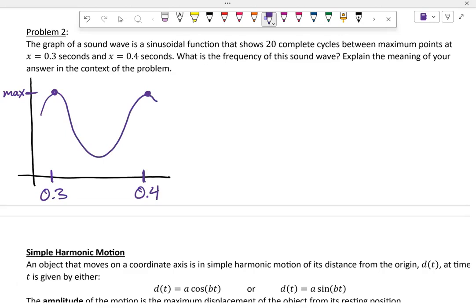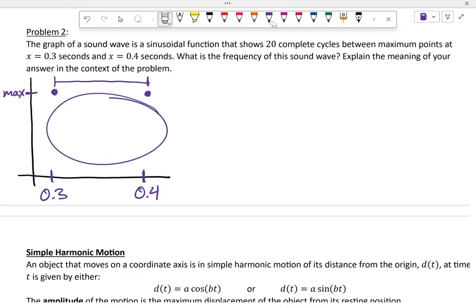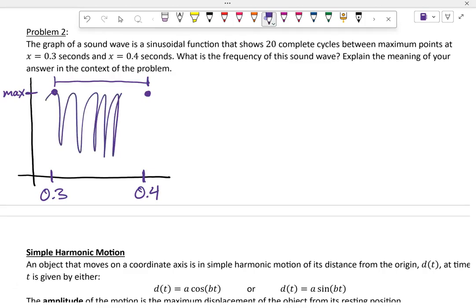But how many cycles does that represent between 0.3 and 0.4? How many cycles did we get? It says 20. How many did I draw? 1. So instead of 1 cycle, this is saying I'm doing this. That's not even 20. We can't draw 20. But from here to here, they're saying there are 20 cycles.